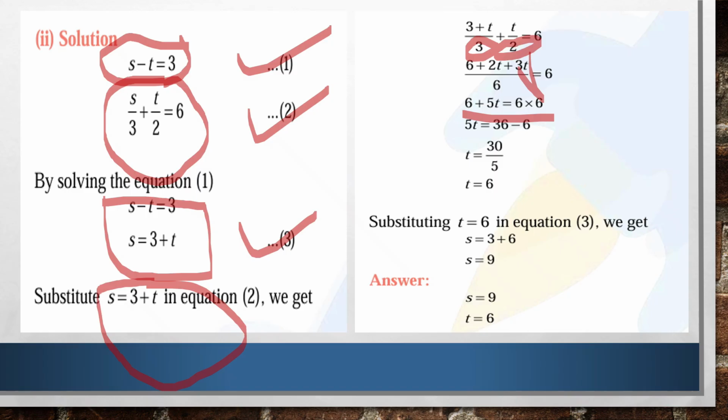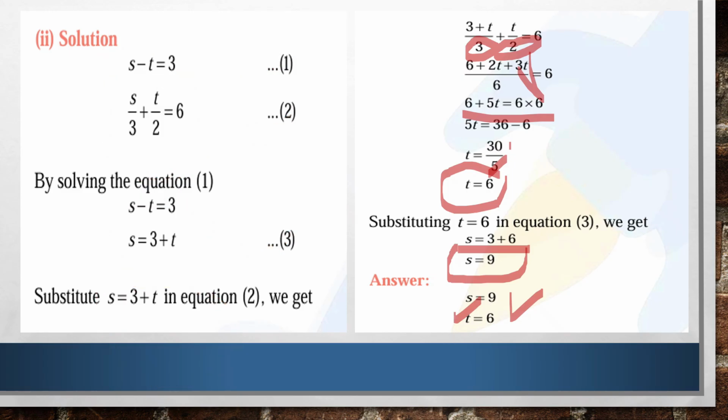So 5t is equal to 36 minus 6. So t is equal to 30 by 5, and cancelling, you will get t is equal to 6. Then by using the value of t, I can write s is equal to 9. Therefore the value of s is 9 and the value of t is 6. So this is regarding question number 2.